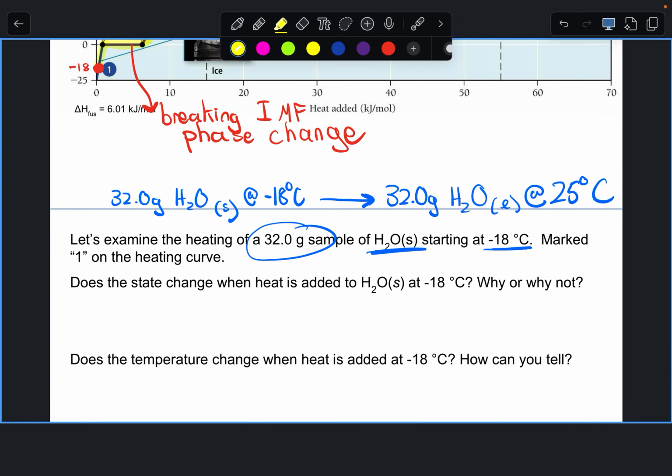So the first question: does the state change when heat is added at negative 18 degrees Celsius? No. Phase changes don't occur until you are at the phase change temperature, the melting point or the boiling point. We know, because of experience, that water melts at 0 degrees Celsius and boils at 100 degrees Celsius. If it was a different substance, I would tell you those values. But no, there's not going to be a phase change because we're not at the melting point yet.